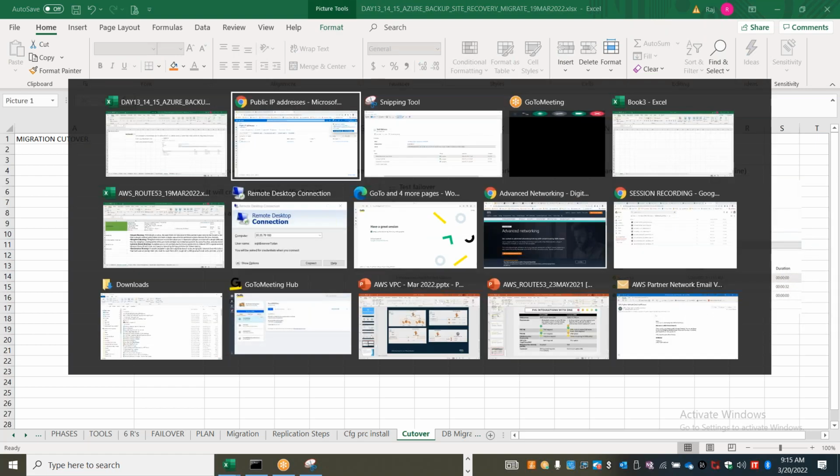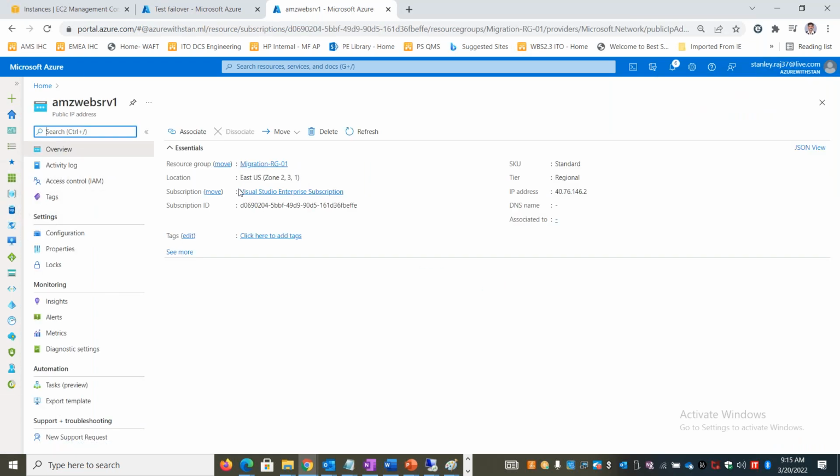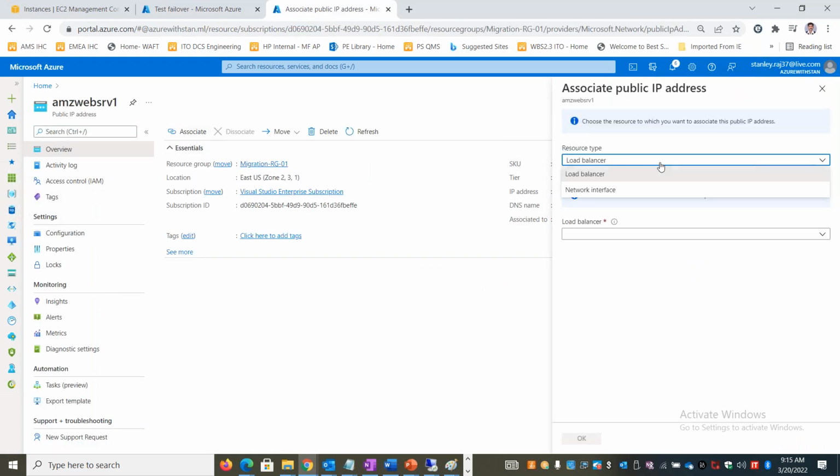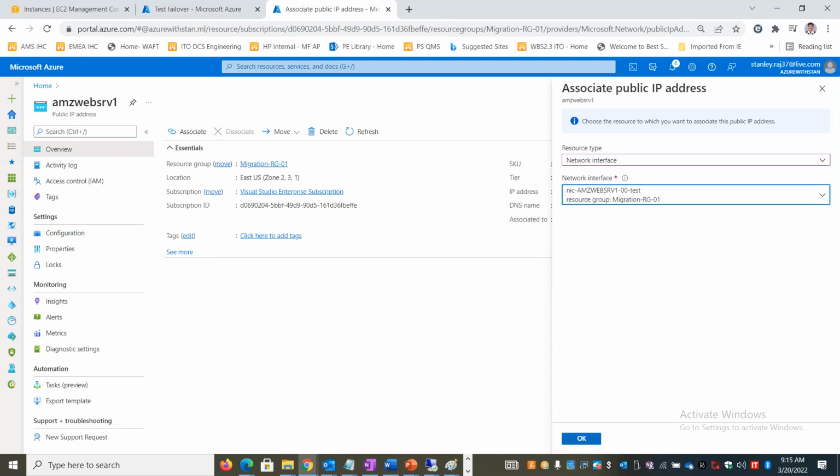Okay, it is there. Now I can go and associate it with that VM. You should start seeing Amazon web server -test. You should select this one and click OK. Once that is attached, you will be able to perform whatever testing you want to do.